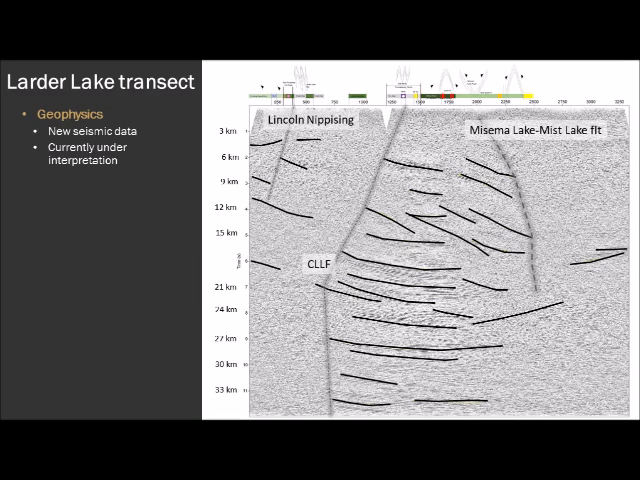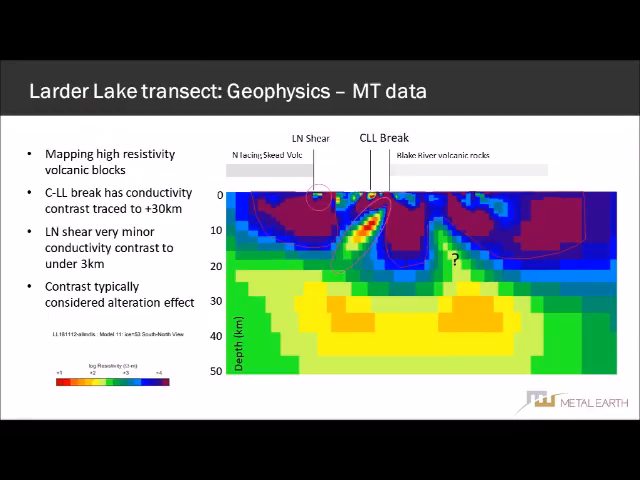Moving on to the MT data, this is the MT across the skis, so this is the south moving north over here. What we see is these very resistive volcanic blocks, and then a very, very conductive lower crust. I'm not quite sure what's driving that. It's definitely something that's got us scratching our heads. And then these major faults here are associated with more conductive responses, especially the Larder Lake break.